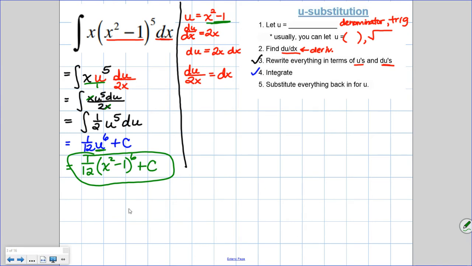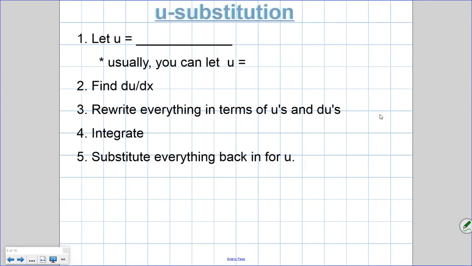So let's do a couple more of these. Now you'll probably want to pause and make sure you get all these steps down because they're going to be the same every time. It's just sometimes whatever you let u be will be different. So let's try a couple of these. And again, here it is one more time in case you want a screenshot.